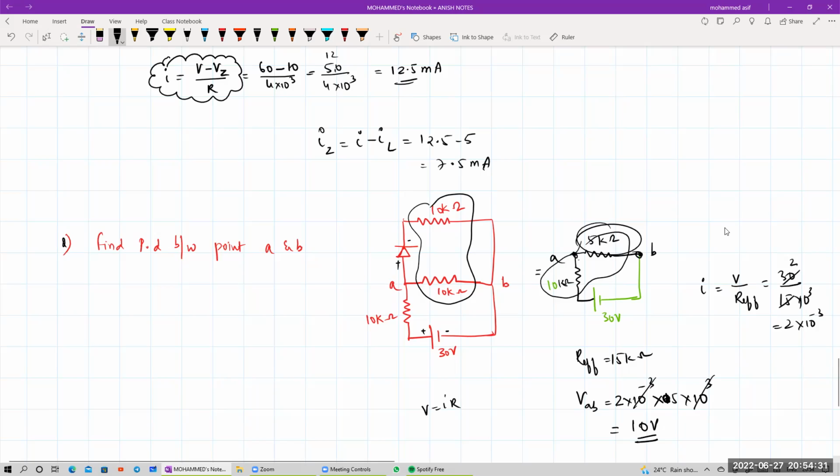Okay, this problem we'll go for the next one. Find the current through the battery in each of the circuits.